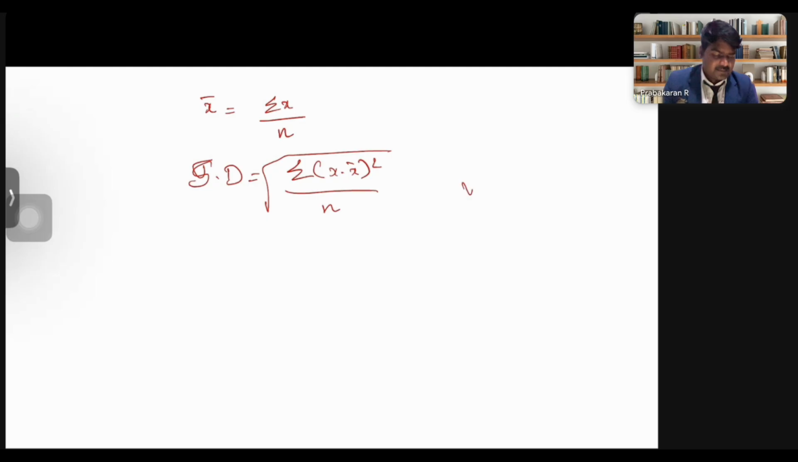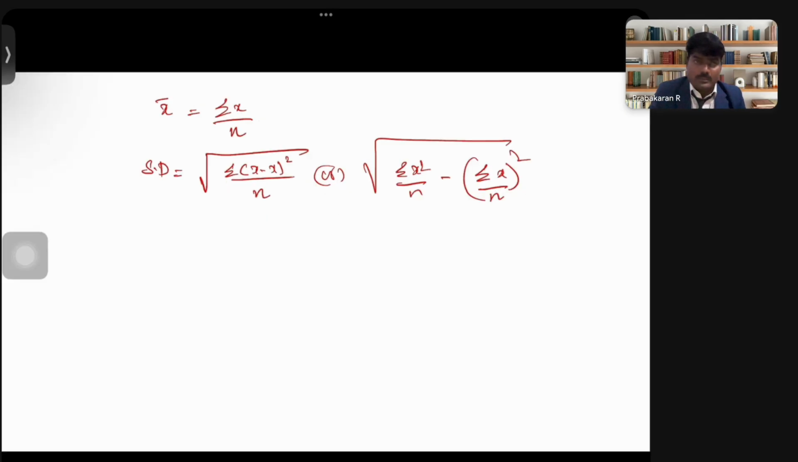And the variance is simply the summation of (x minus x bar) squared, the deviation of each value from the mean, with respect to the total number of values. So these are the two main things we are going to use throughout the session again and again.